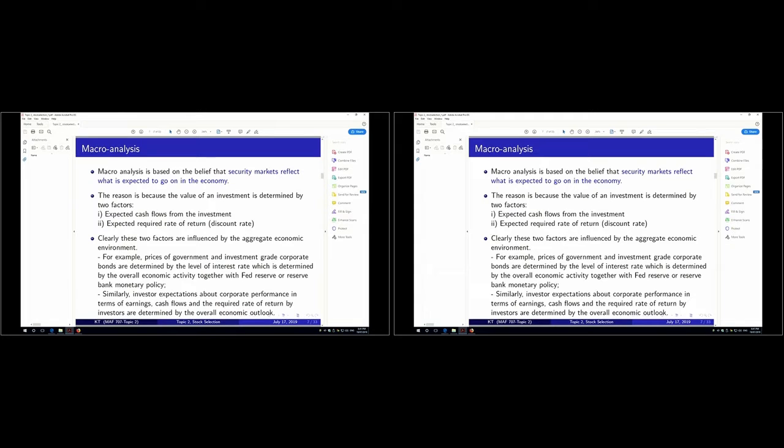So macro analysis is based on the belief that securities markets reflect what is expected to go on in the economy. If you look at how the stock market performs, the stock market is a leading indicator. It leads the economy by 2 or 3 quarters, right? You will see how the stock market leads the economy. There are different leading indicators, and we will look at that.